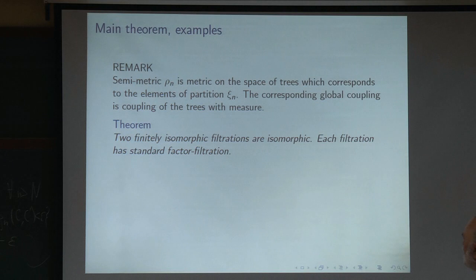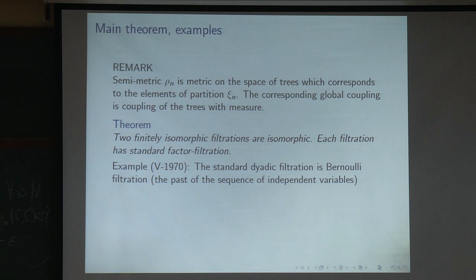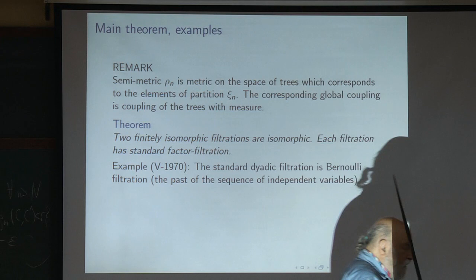So it means the following: in a sense, if you take an arbitrary filtration, there exists some quotient of the filtration which is standard. So this is also an important thing, that of course standard filtrations are a very small part of all, but nevertheless each filtration has its father, a standard filtration, which can be canonically defined. But more important is the following. Well, for example, this is my old theorem: standard dyadic filtration is simply Bernoulli filtration. Dyadic means all xi n have the same number of points in the block with uniform probability, namely 2 to the n points. And this is one class of finitely isomorphic filtrations.